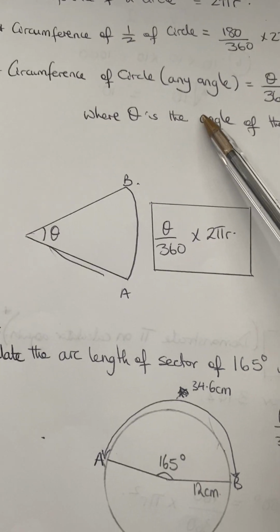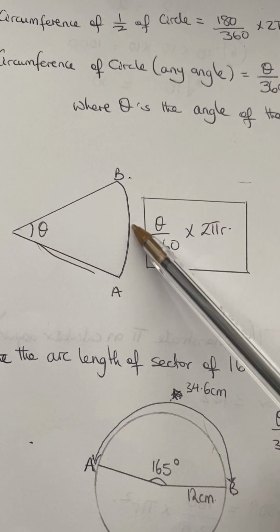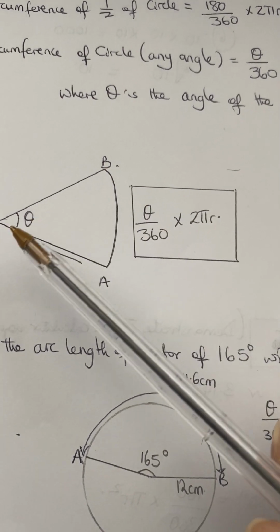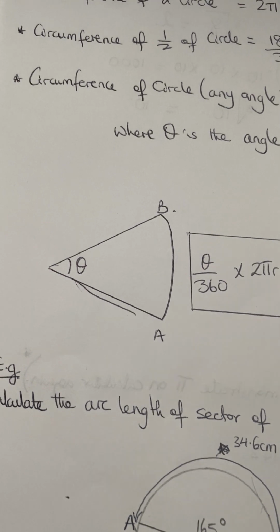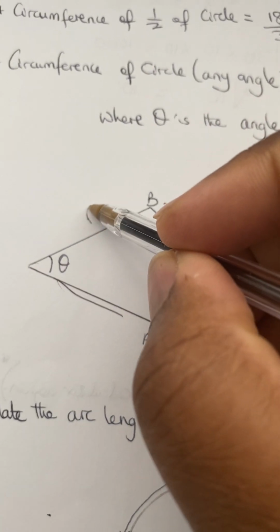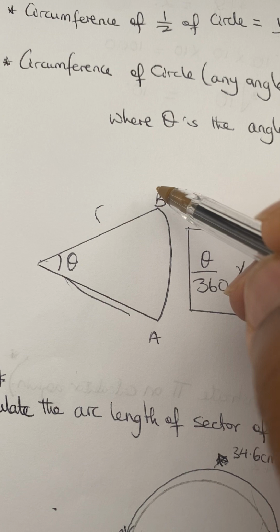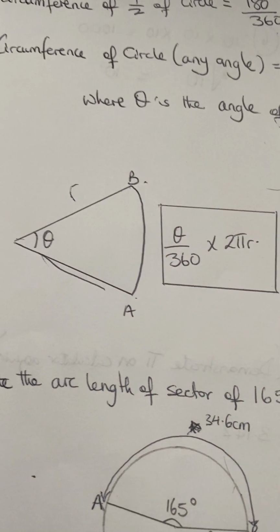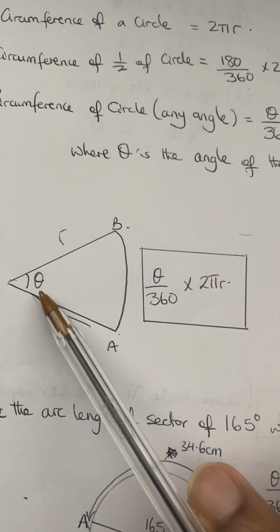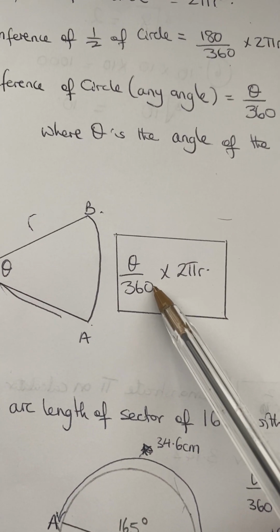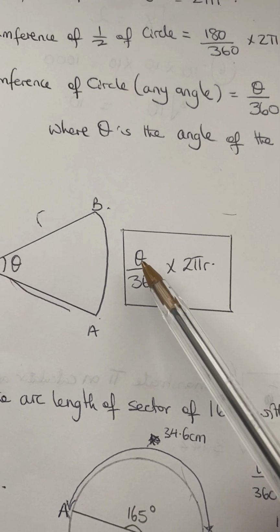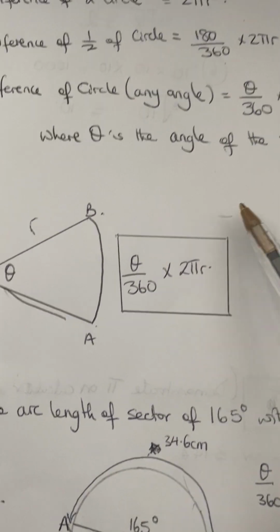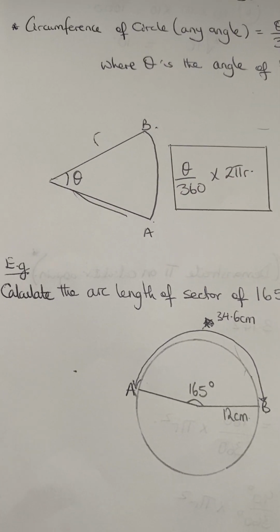Here you have part of the circle. The arc length is from A to B. If you know the angle and you know the radius, from this point to that point, then your angle divided by 360, because you don't have a full circle, times 2 pi r. So that is our formula there, and then we look at some examples.